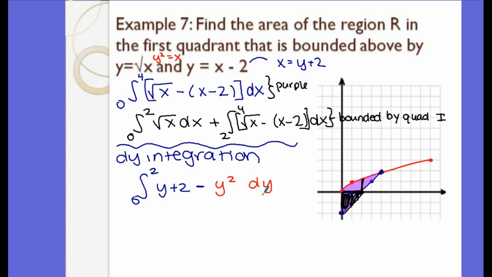And can you even just see that taking the integral of a quadratic type function like this is going to be way easier than taking it of a square root? So now to find the area, you'd say 1/2 y squared plus 2y minus 1/3 y cubed from 2 to 0. And then you get to plug in a 0. We love zeros because they zero out. So 2 squared is 4. 4 divided by 2 is 2. 2 times 2 is 4. And we subtract 8/3. So 6 minus 8/3 is 10/3.